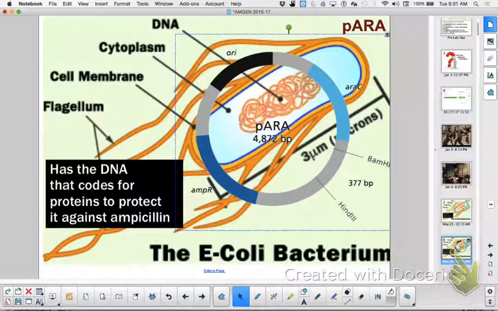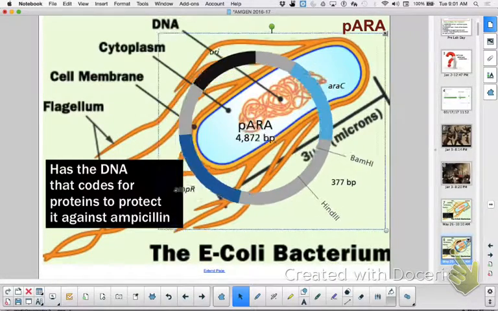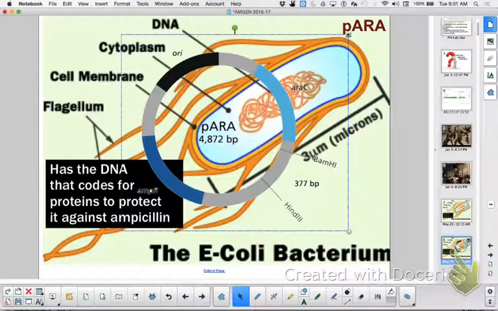So the ORI site up at the top, what is that for? DNA what? DNA replication. Good. All right. And then there's another gene right here, ARA-C. ARA stands for a sugar, arabinose. And so ARA-C activates the neighboring promoter when bacteria is grown in the presence of arabinose. Basically acts like a switch.